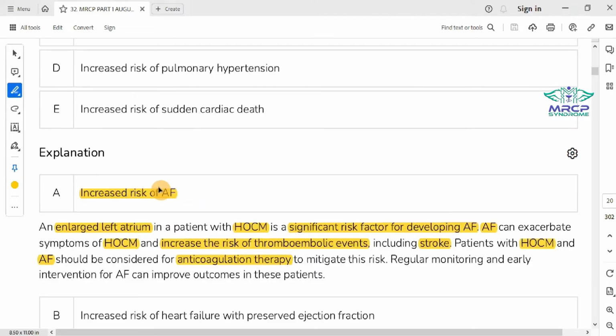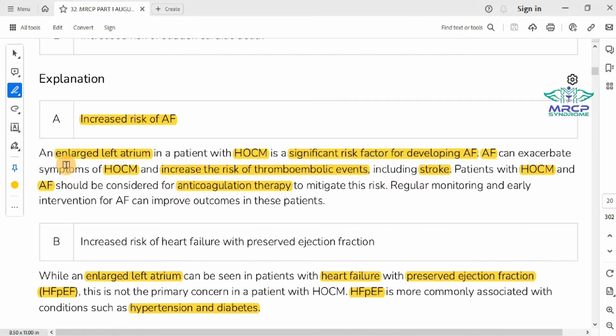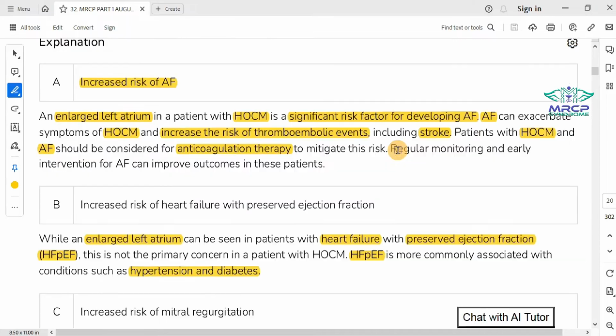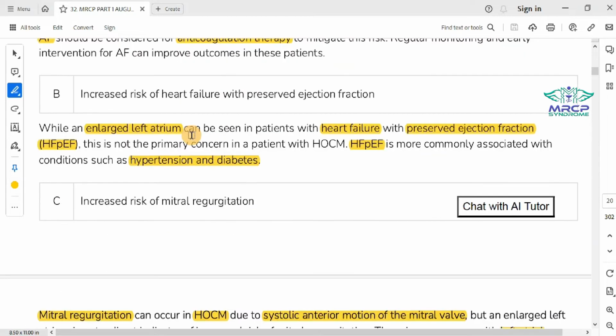So there will be increased risk of atrial fibrillation. An enlarged left atrium in a patient with HCM is a significant risk factor for developing atrial fibrillation. Atrial fibrillation exacerbates symptoms of HCM and increases the risk of thromboembolic events, including stroke. Patients with HCM and atrial fibrillation should be considered for anticoagulation therapy. To mitigate this risk, regular monitoring and early intervention for AF can improve outcome in these patients.